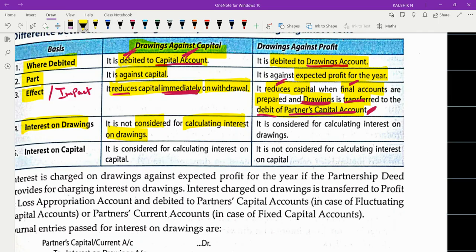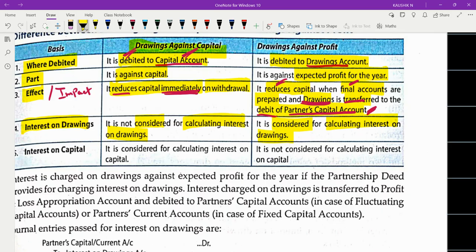Whereas when you are going to withdraw against your profit, it is very clear it is considered for calculating the interest on drawings. So in one method, when you withdraw against your capital, it is not being considered, whereas when it is done out of the profit, it is considered for calculating the interest on drawings.